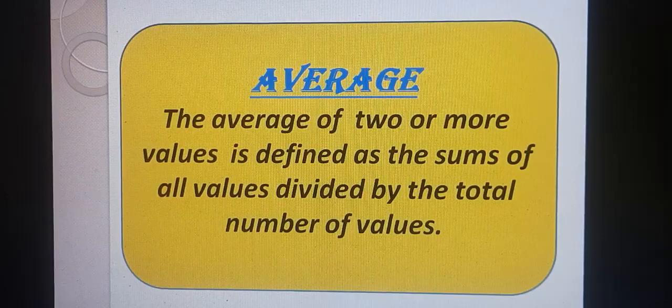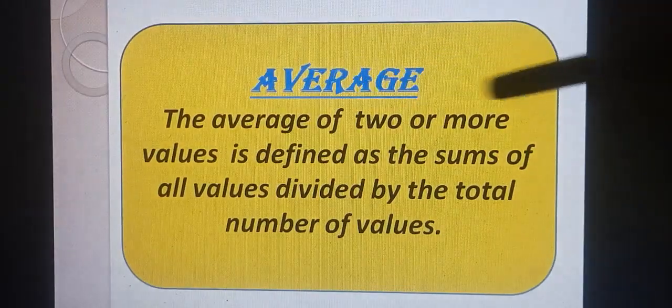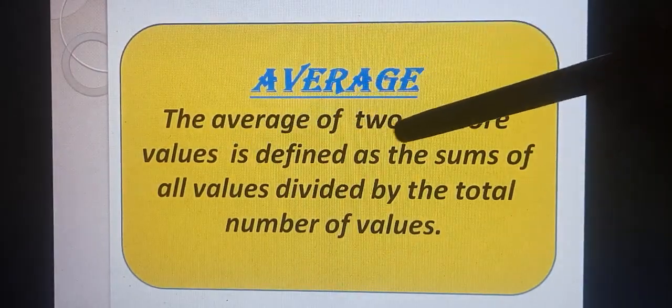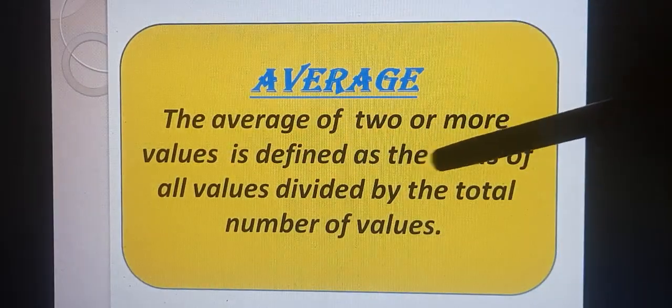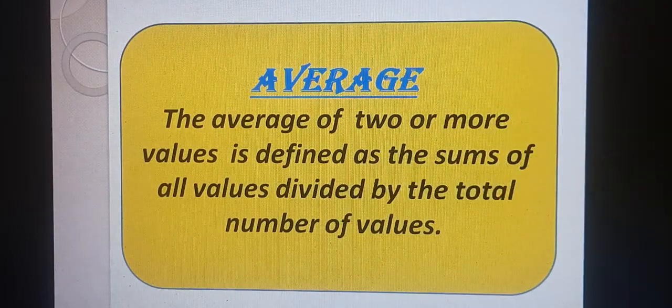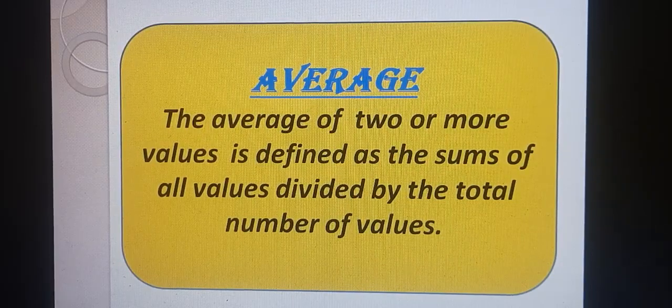What is this average? The average of two or more values is defined as the sum of all values divided by the total number of the values. This definition is telling us that average means we have to find out the sum of the values and it will be divided by total number of the values.